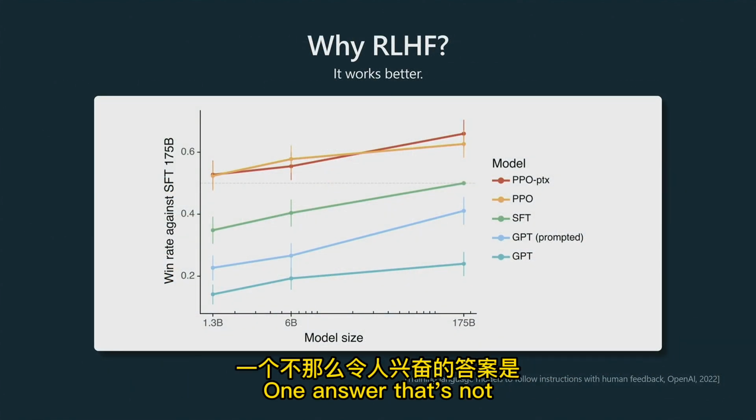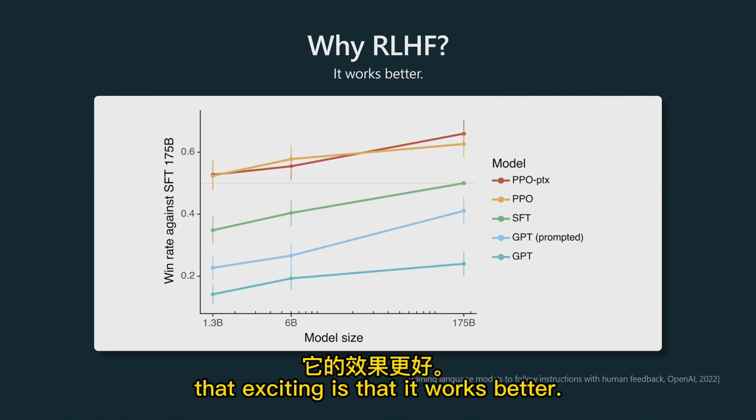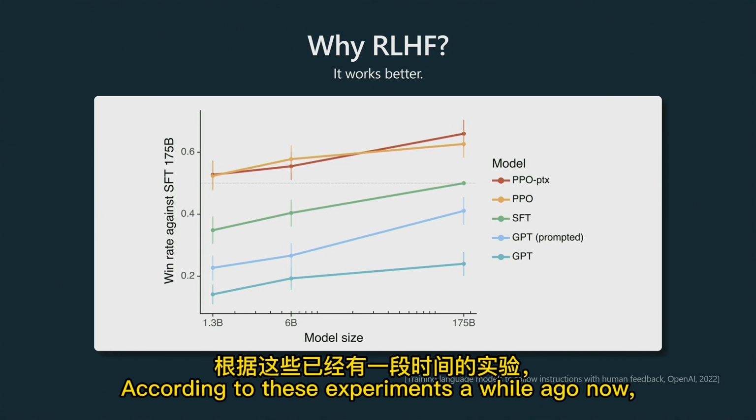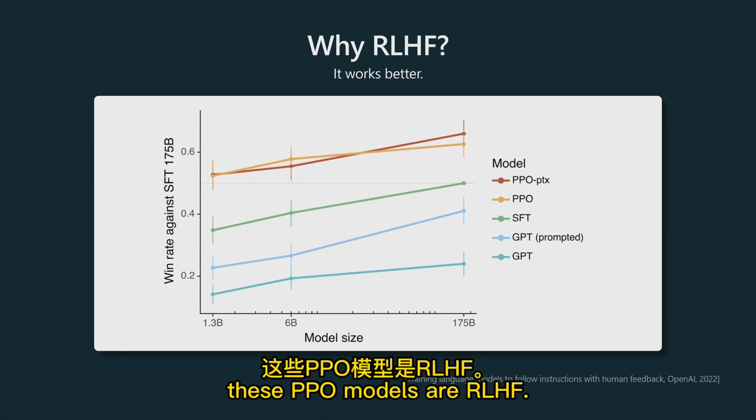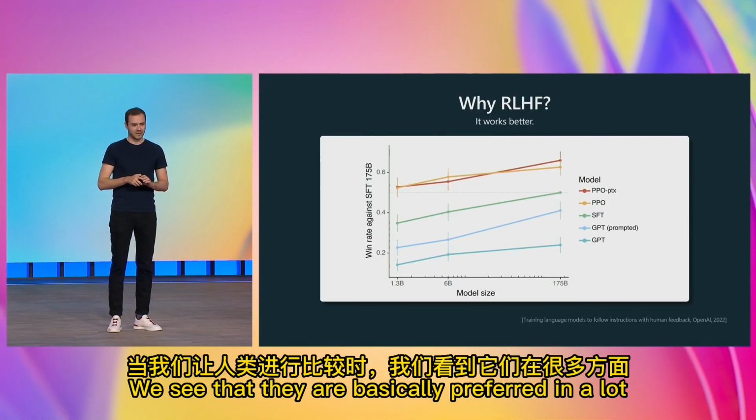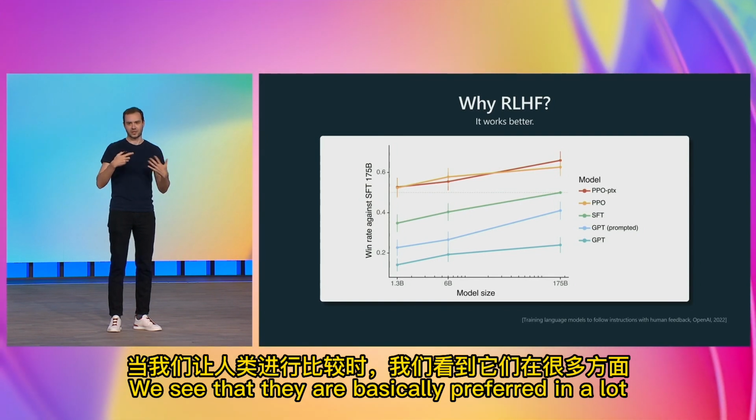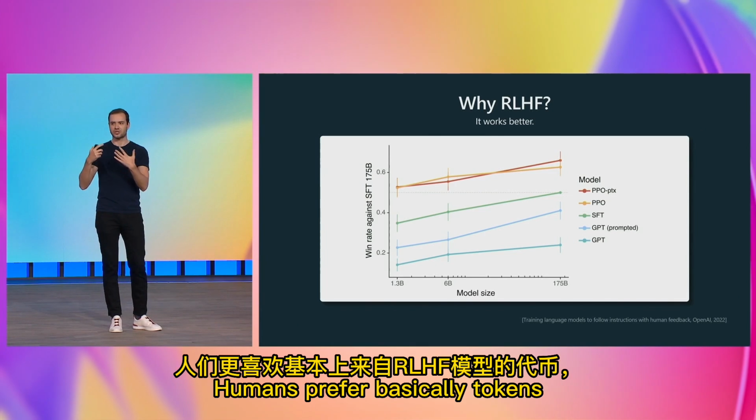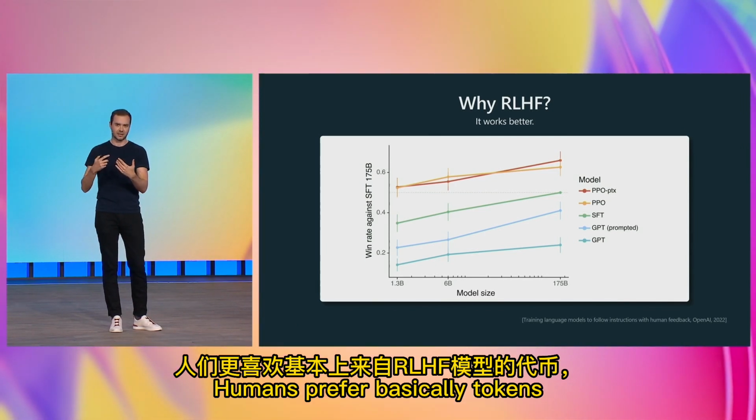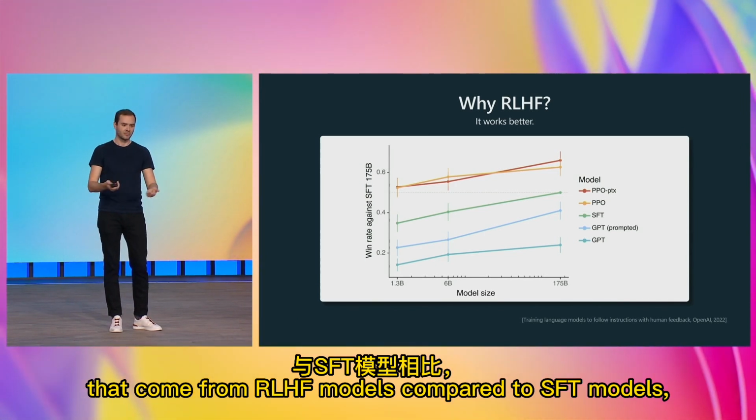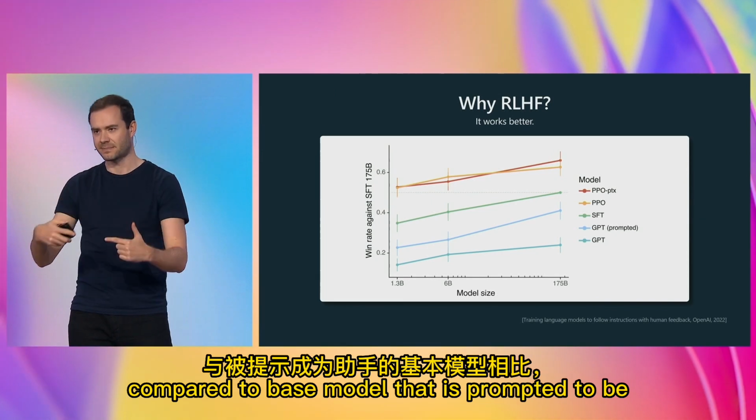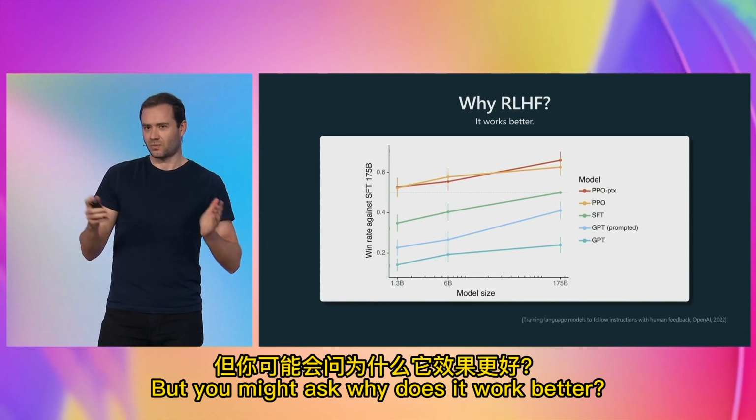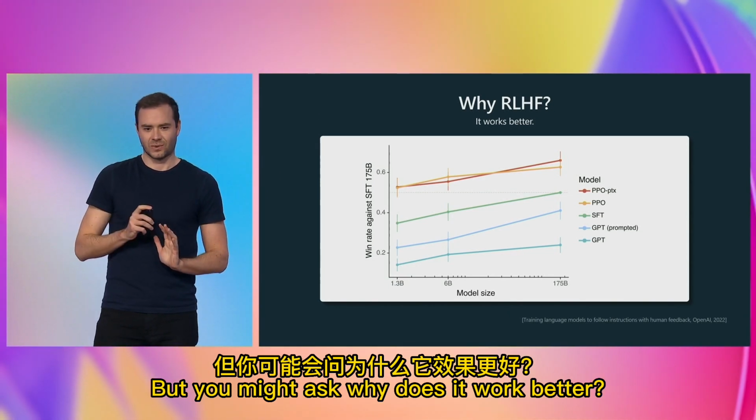One answer that is not that exciting is that it just works better. This comes from the InstructGPT paper. According to these experiments a while ago now, these PPO models are RLHF, and we see that they are basically just preferred in a lot of comparisons when we give them to humans. Humans just prefer tokens that come from RLHF models compared to SFT models, compared to a base model that is prompted to be an assistant. So it just works better. But you might ask, why does it work better?